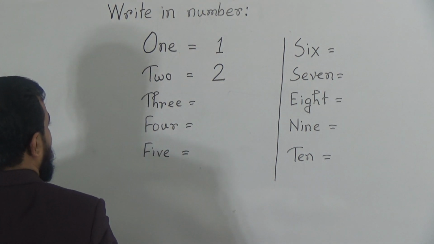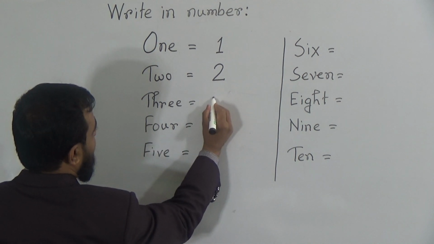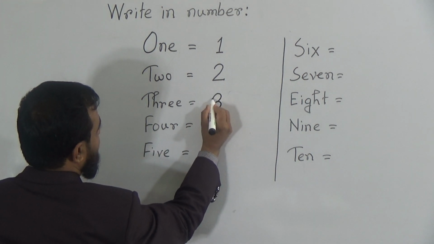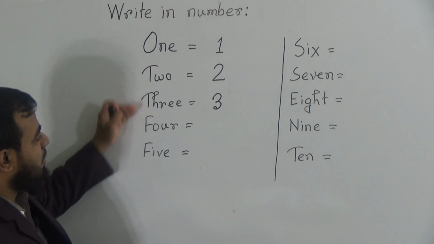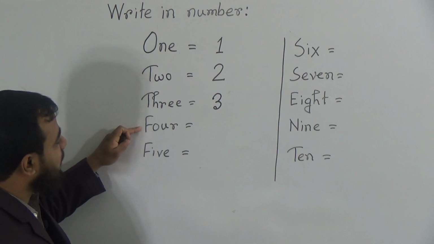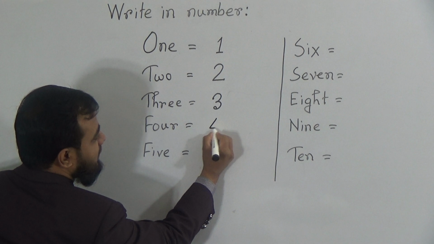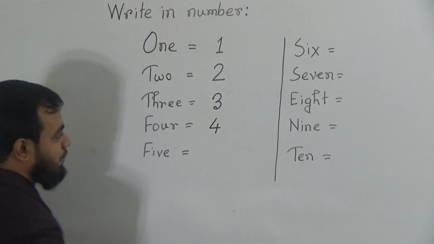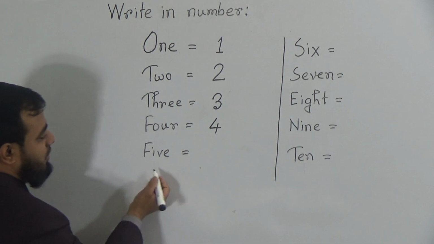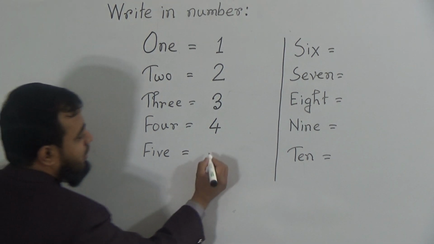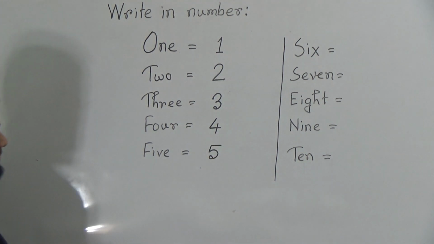Then it's 3. How to write down 3? 3 can be written down like this. This is the number 3. After 3, we have to write down 4. 4 is written in words, we have to write it in number. 4 is like this. It's called 4, the number 4. After 4, we have 5. How to write down 5? 5 is written down like this. This is number 5.